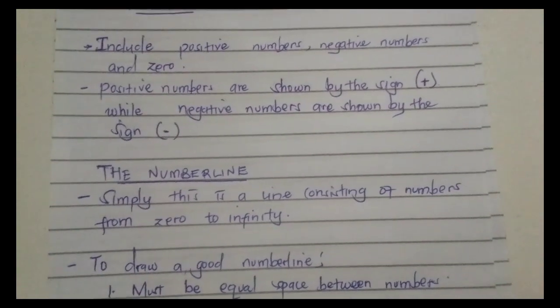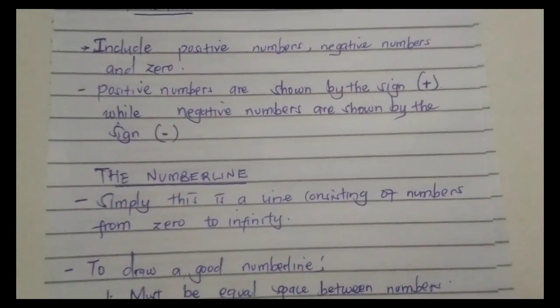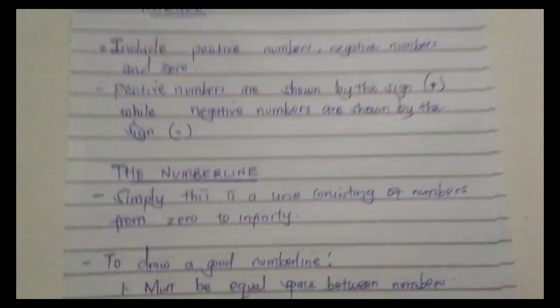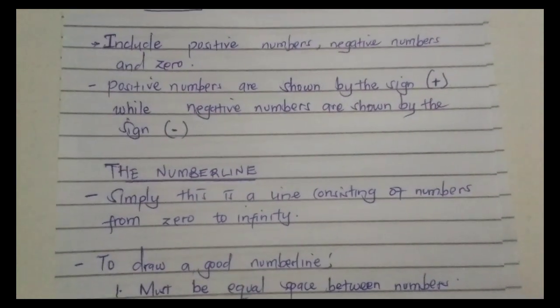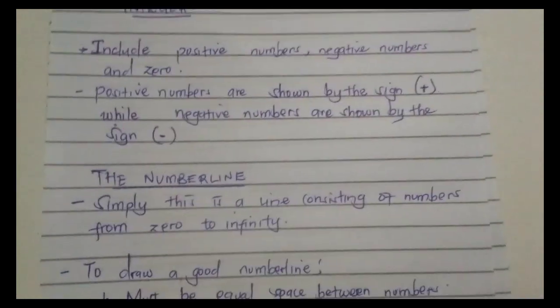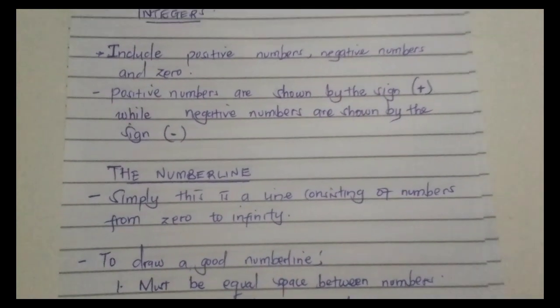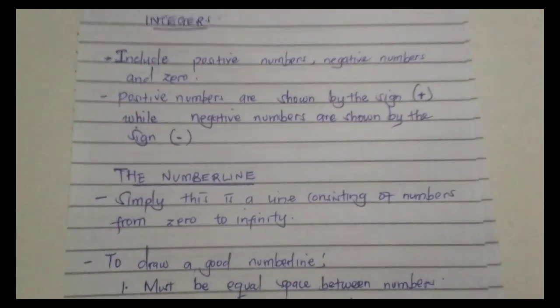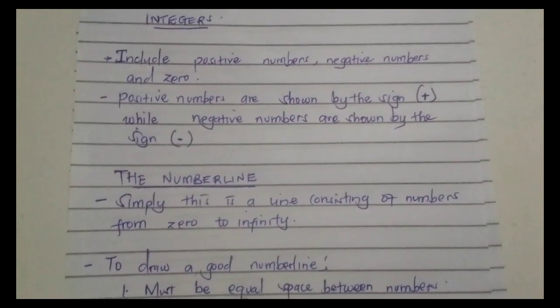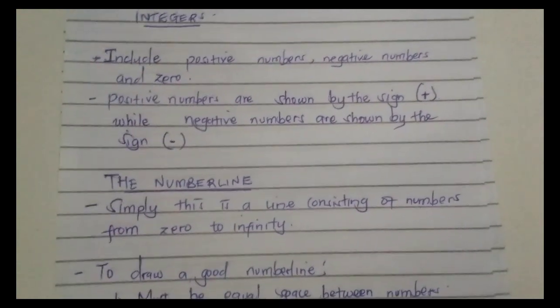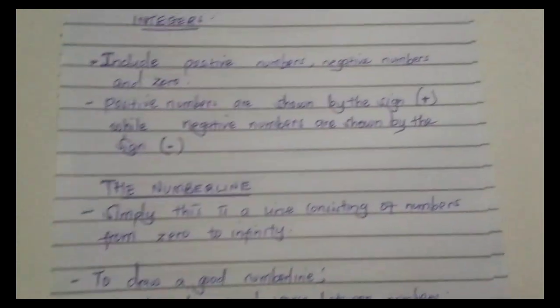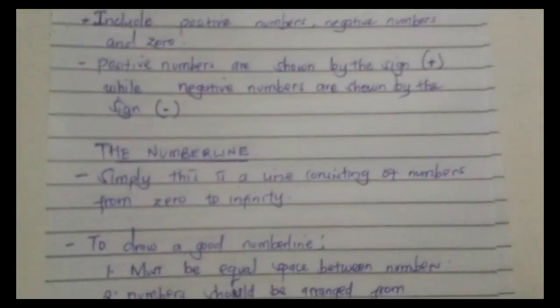And what is a number line? Simply, it's just a line. It is a line that consists of numbers. And what are these numbers? They're the integers: the positive numbers, negative numbers, and the zero. So these numbers range from 0 to infinity, that is, numbers that we can't even tell: 1,000, 1,001, 1,002, and million. Those numbers don't have an end.